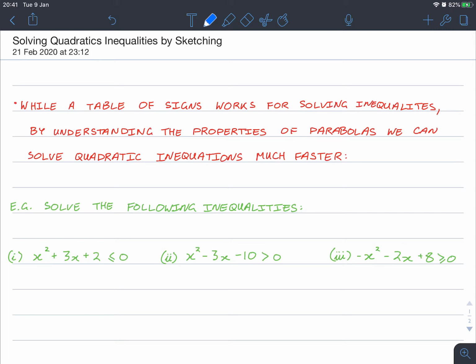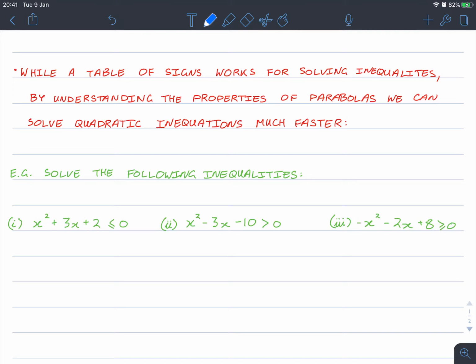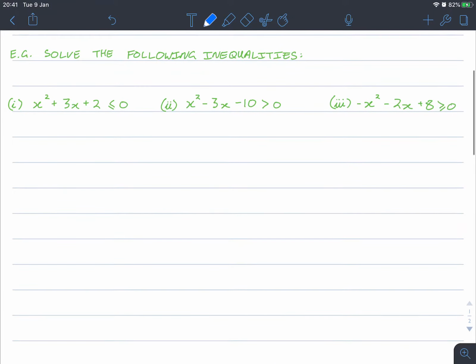Hello class, this is a video tutorial on solving quadratic inequalities by sketching. While we've seen solving inequalities using a table of signs, we can just use the properties of parabolas to solve quadratic inequations much faster. So let's get straight to it.